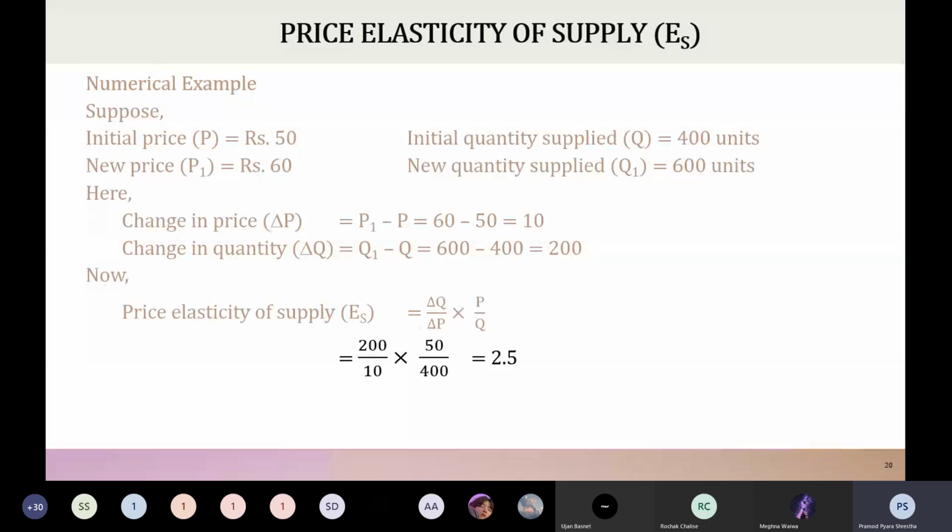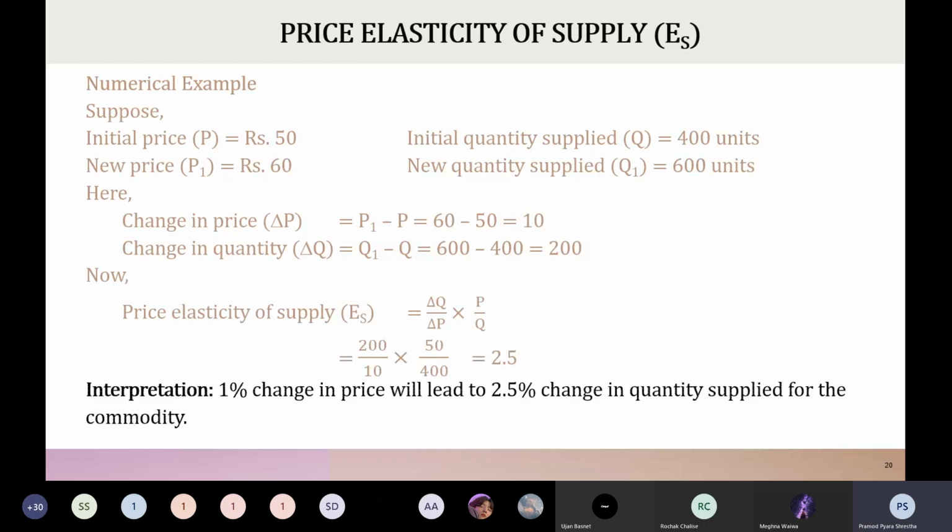So 2.5 is the coefficient of price elasticity of supply, and its interpretation is: a 1% change in price will lead to a 2.5% change in quantity supplied. So this is the interpretation of this value 2.5.